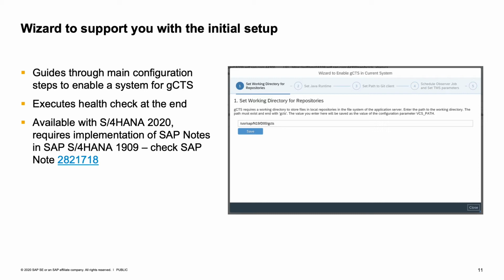At the end of this wizard, you will also be automatically redirected to the health check. So this shows you whether your configuration that you just did was successful and all is working and so on. For this, the same applies as for the health check. So the wizard is available by default with S/4HANA 2020. And if you would like to use it on S/4HANA 1909, then you would need some additional notes. And again, you can find all the details in our central note, where we try to collect all that is new and all the bug fixes that we have and so on. So if you work with GCTS, this note number is really something good to remember.